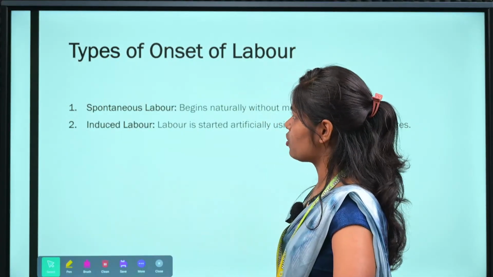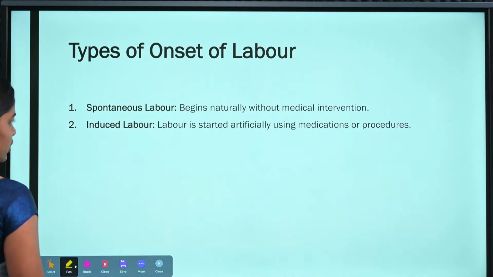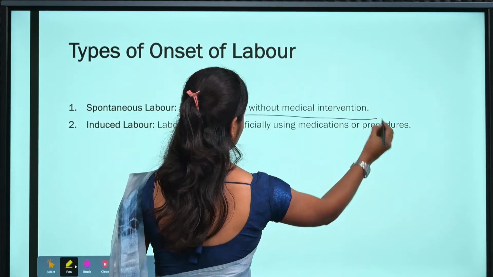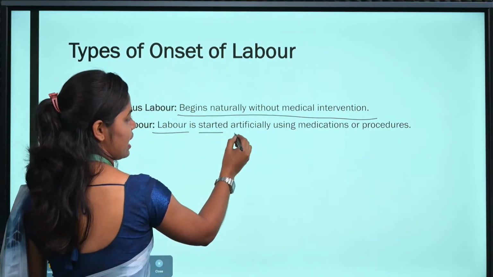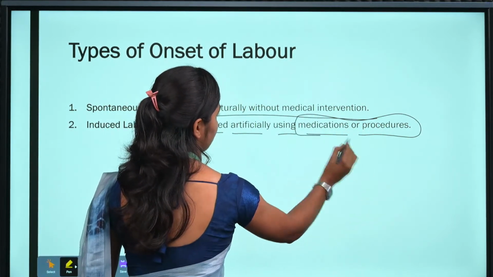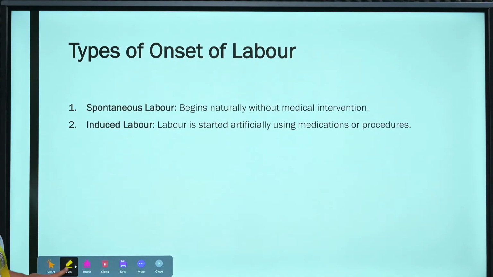Next, the types of onset of labor: spontaneous labor and induced labor. Spontaneous labor begins naturally without any medical intervention, but induced labor starts artificially using medication or a procedure. That we call induced labor.